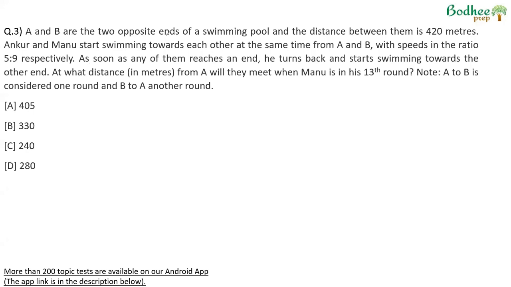A and B are the two opposite ends of a swimming pool and the distance between them is 420 meters. Ankur and Manu start swimming towards each other at the same time from A and B. The speeds are in the ratio 5:9.